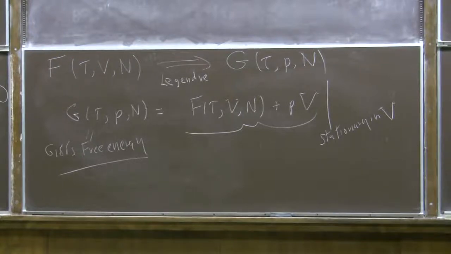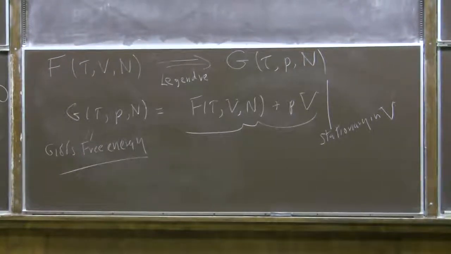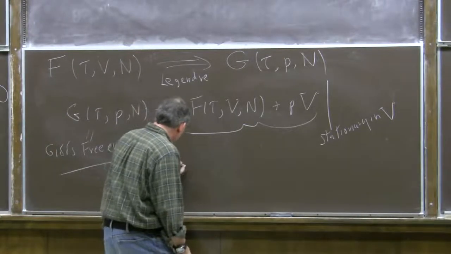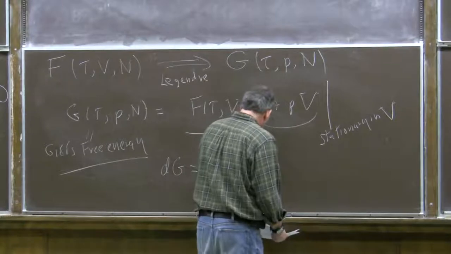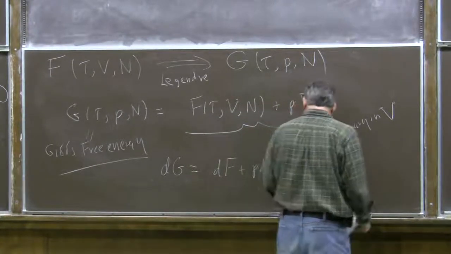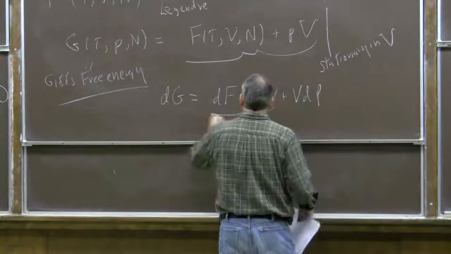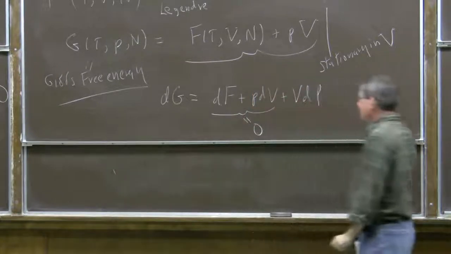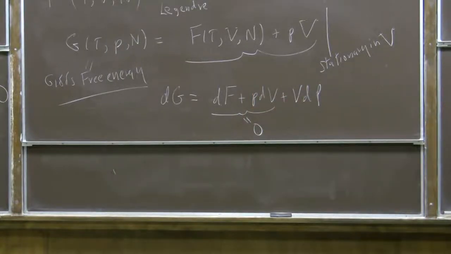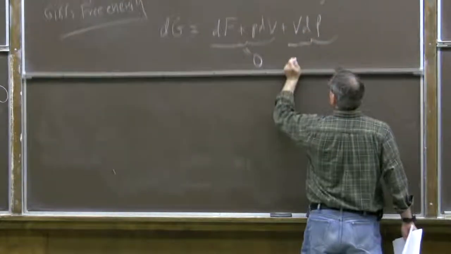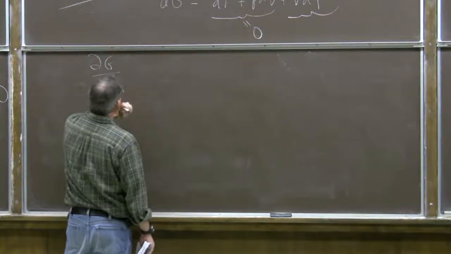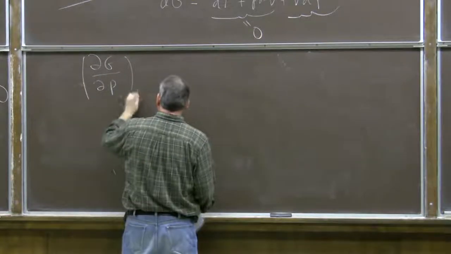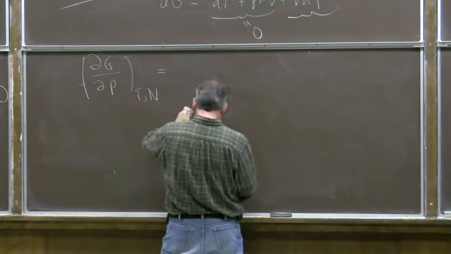And so, same argument as before, but now applied to the variation of the pressure and the volume. I can ask, what happens if I change the pressure a little bit? How does the Gibbs free energy change? So it's equal to dF plus PdV plus VdP. This doesn't contribute to the first order change, because we evaluate G by choosing V so that F plus PV is stationary. Now this is the first order change, or in other words, if I take the partial derivative of Gibbs free energy with respect to the pressure, keeping the temperature and the number of particles fixed, that's equal to the volume.